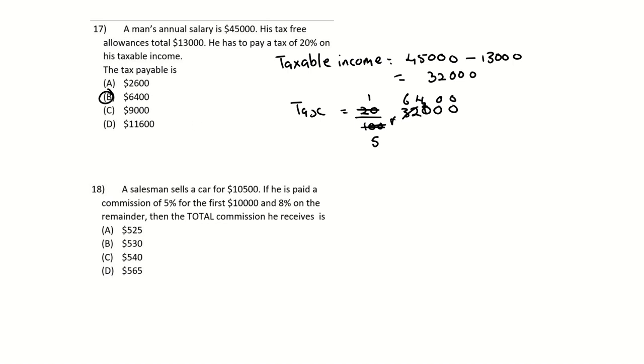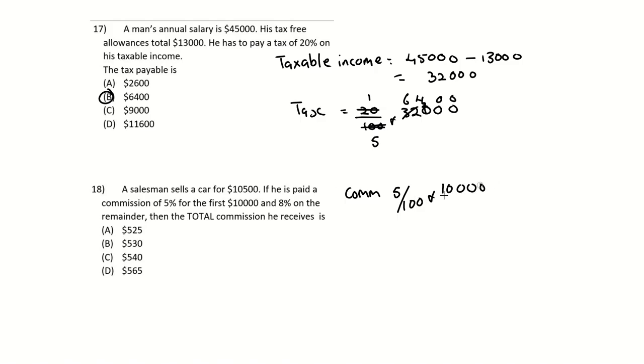Right, a salesman sells a car for 10,500. If he's paid a commission of 5% for the first 10,000 and 8% for the remainder, then his total commission is. So let's find the commission. His commission for the 5% is 5% of the 10,000.